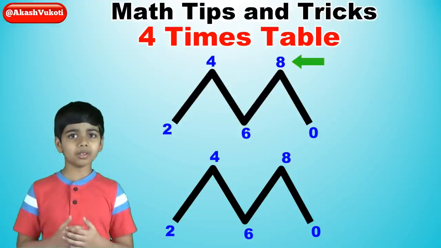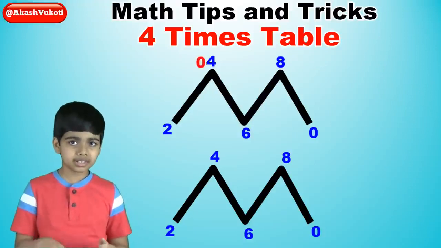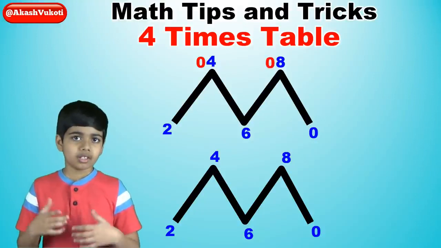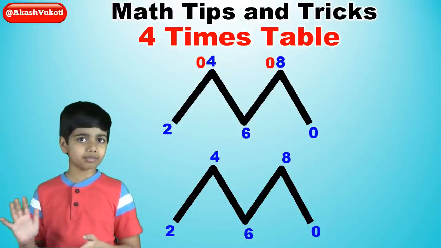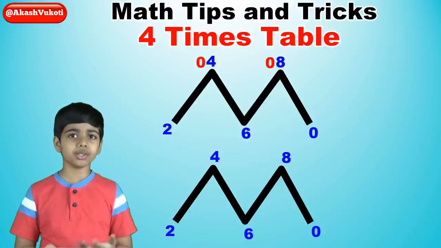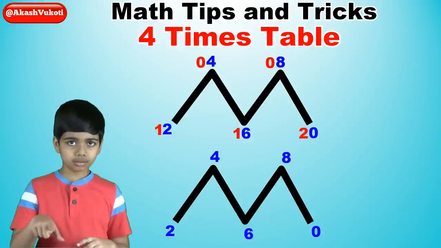For the top row of the first M, just write 0. So 0, 0. For the bottom row of the first M, write 1 except for the last one. There we write 2. So 1, 1, 2.